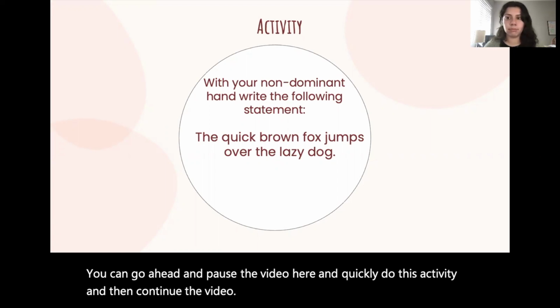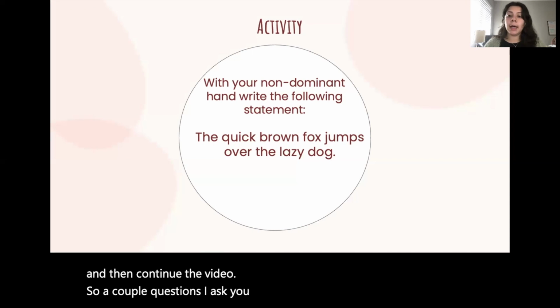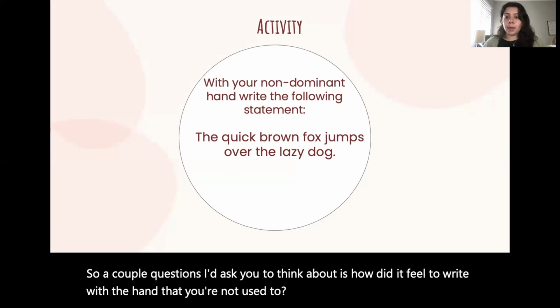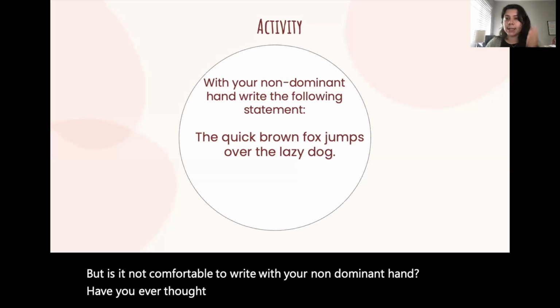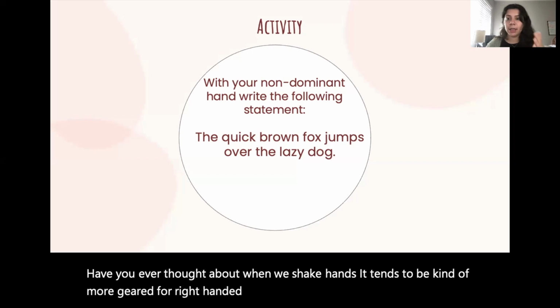A couple of questions I'd ask you to think about: How did it feel to write with the hand that you're not used to? Was it not comfortable to write with your non-dominant hand? Have you ever thought about how when we shake hands, it tends to be geared more toward right-handed people? So if you're left-handed, you may feel a little uncomfortable doing it.